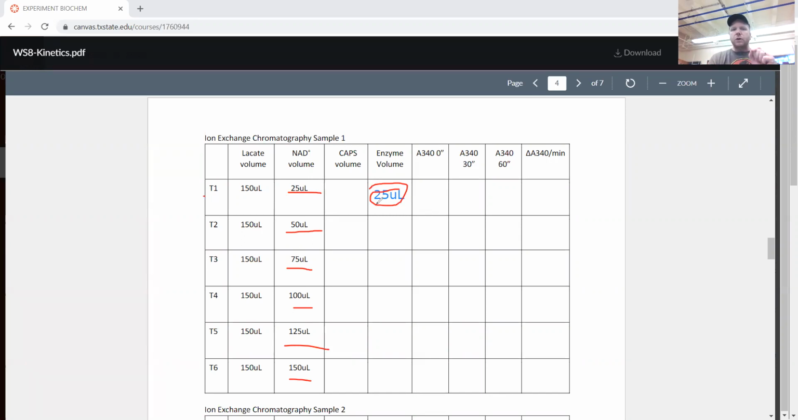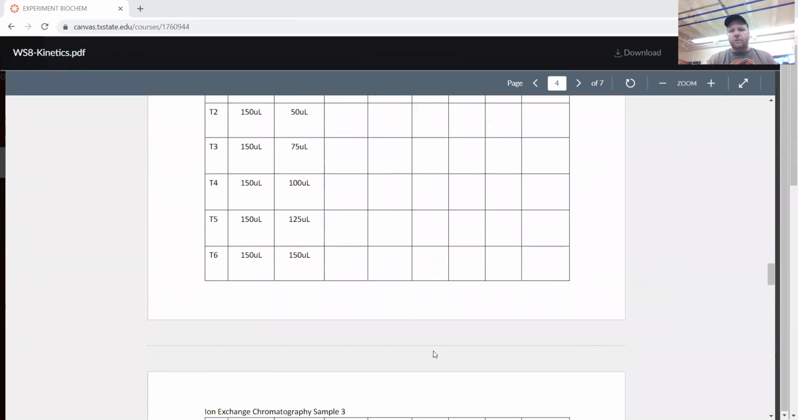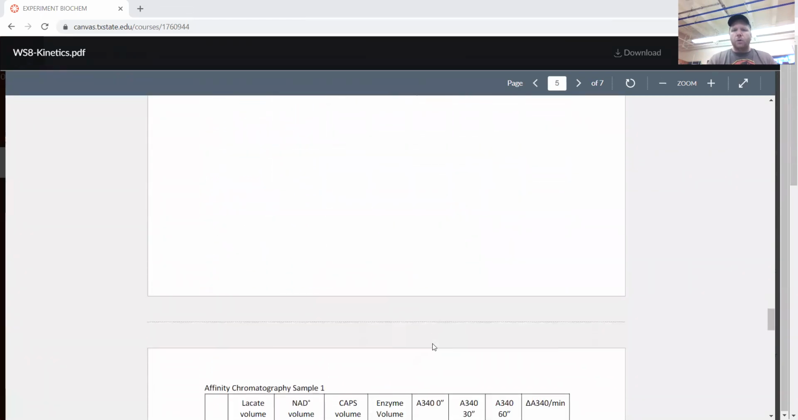Whatever you've determined for sample number 1 of your ion exchange chromatography, which is actually going to be this one right here, you'll put that in and say, okay, it took me this much. Now I need to add whatever volume of CAPS gets me to 1,000 microliters. You're going to do that for the ion exchange chromatography samples as well as the affinity chromatography samples as a follow-up to part 1.